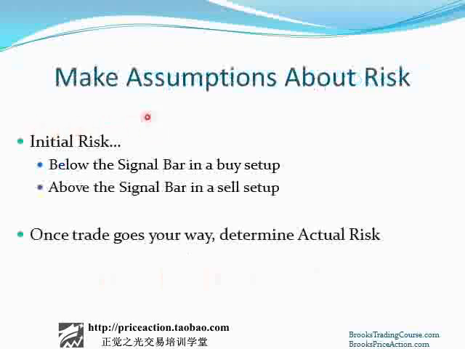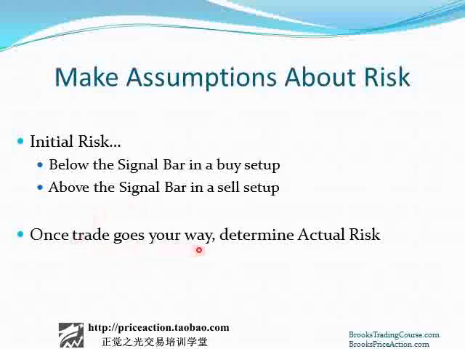You make assumptions about the initial risk as well. Most of the time, if you're buying, you'll place your protective stop below the signal bar, and that is your risk from one tick above the bar where you entered to one tick below the bar where your protective stop is. If you're shorting, most of the time you'll use the high of the signal bar as your protective stop, and so your initial risk is 2 ticks greater than the height of the signal bar. Your stop is 1 tick above, you enter 1 tick below.